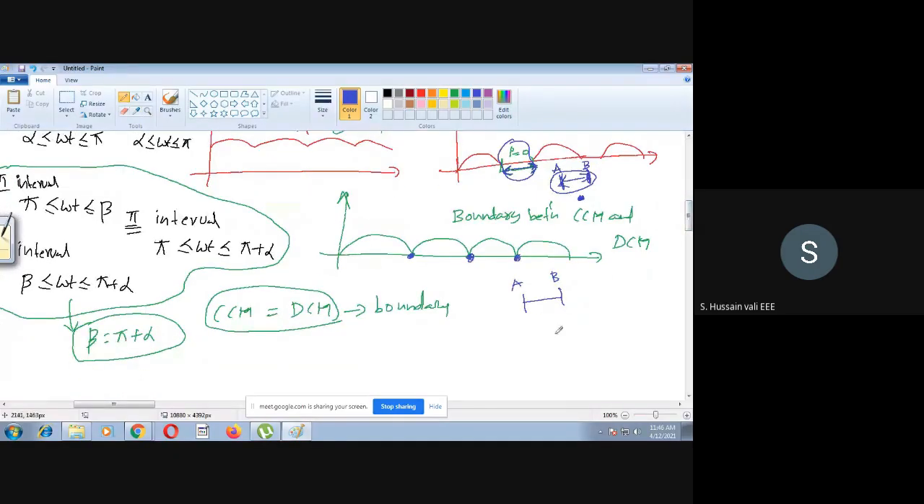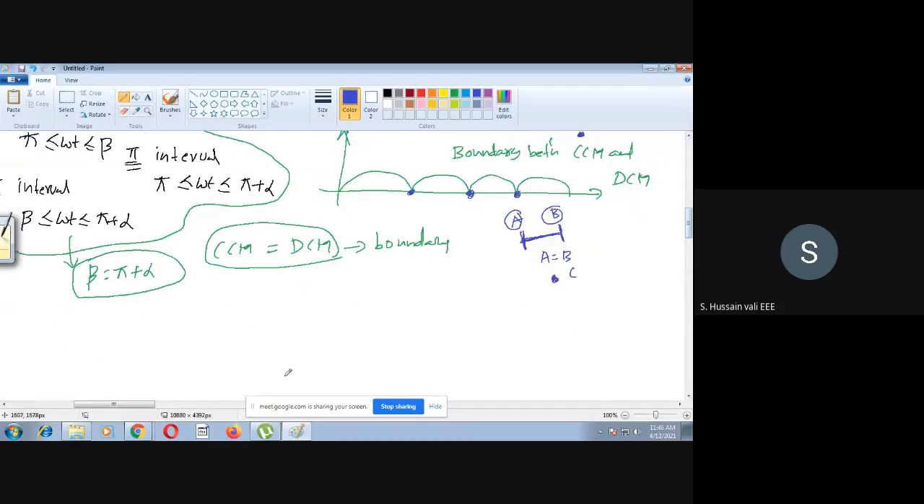Now, in the case of the boundary between the continuous and discontinuous conduction modes, this AB becomes only one point, that is C. So you have to make point A and point B equal. When A is equal to B, this line becomes a dot. So we have to find out what A is and what B is.